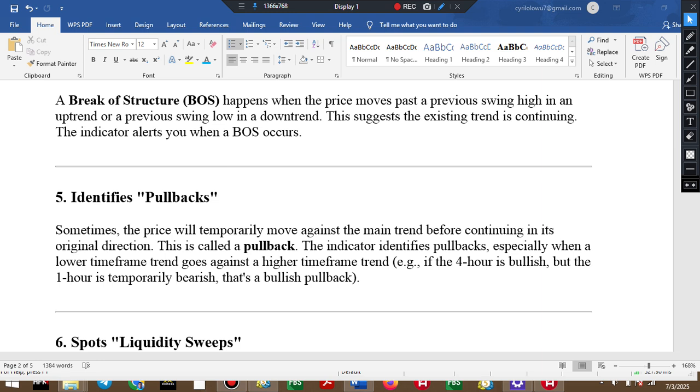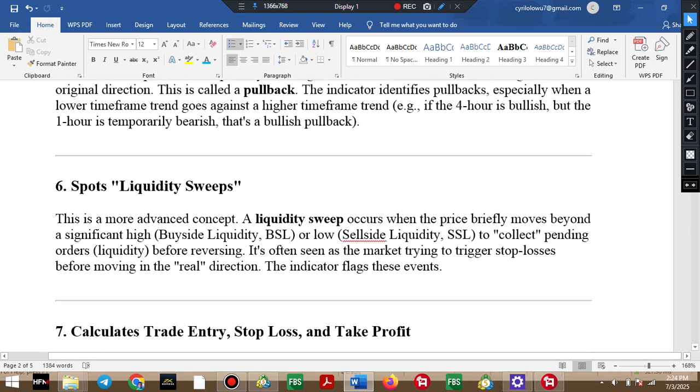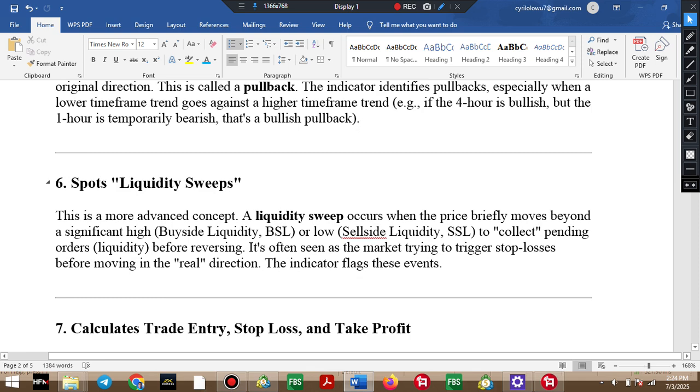If the H4 is bullish but the H1 is temporarily bearish, it's telling you that that is the H4 pullback. I just explained that, not quite long. So number 6, it spots liquidity areas. That means where there's liquidity, it also identifies it. This is a more advanced concept.